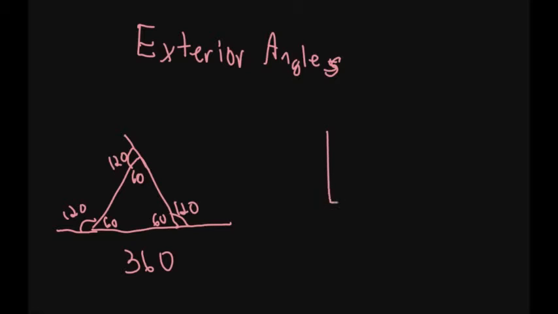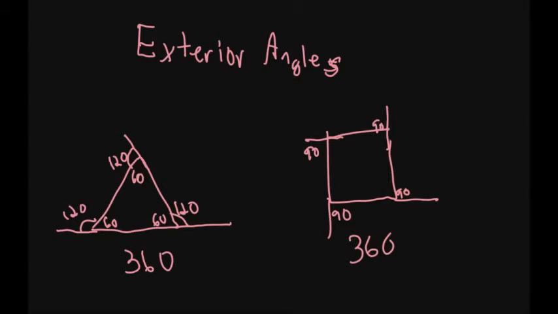If we think back to our rectangle or square, we extend all those lines. We know on a rectangle or a square that all the angles are 90. So that would mean every exterior angle is also 90. And 90 plus 90 plus 90 plus 90 would give us 360. So you notice the answers are the same. Any polygon will have exterior angles that sum to 360.